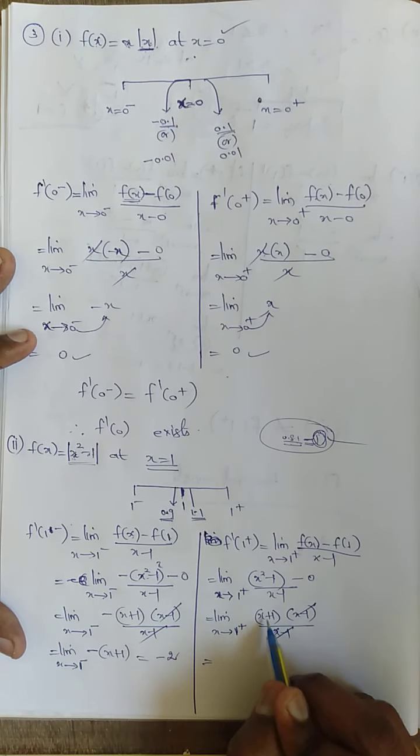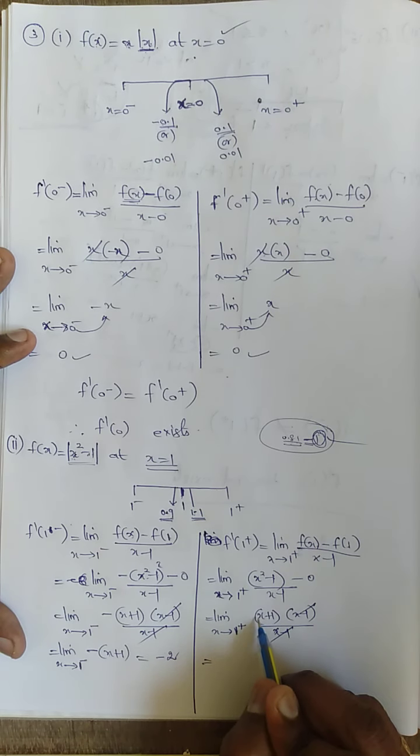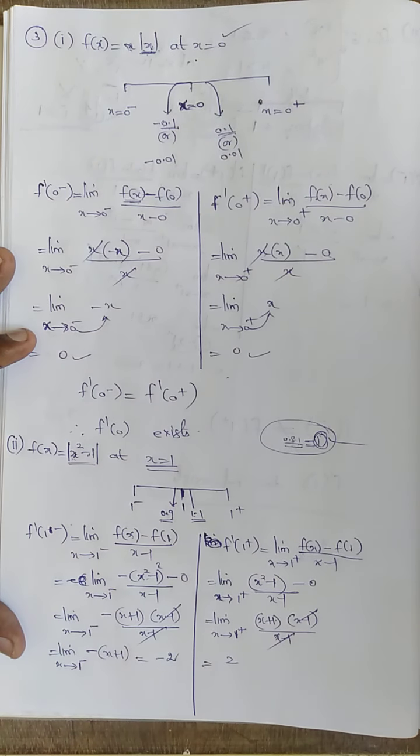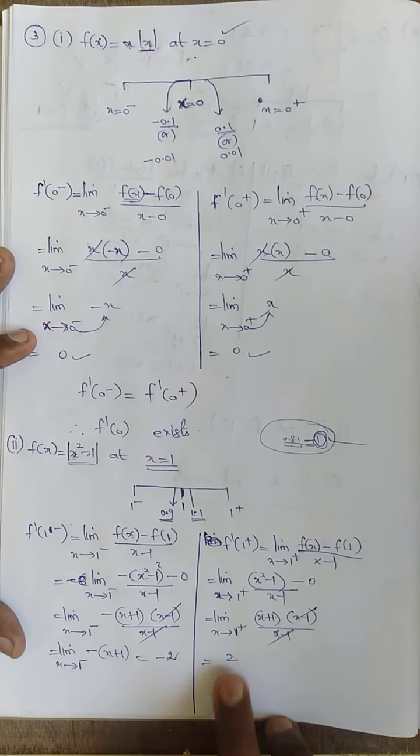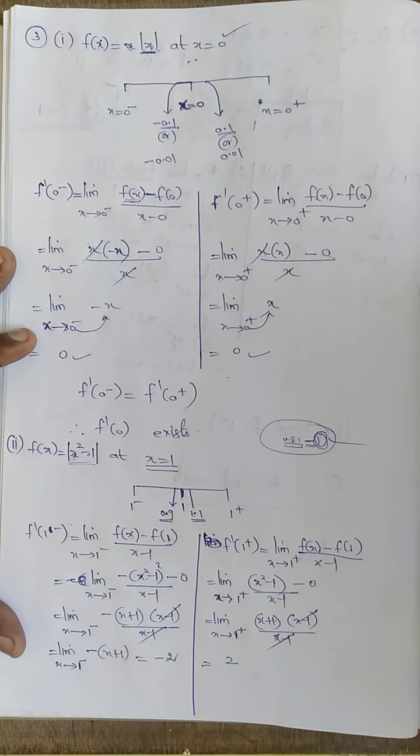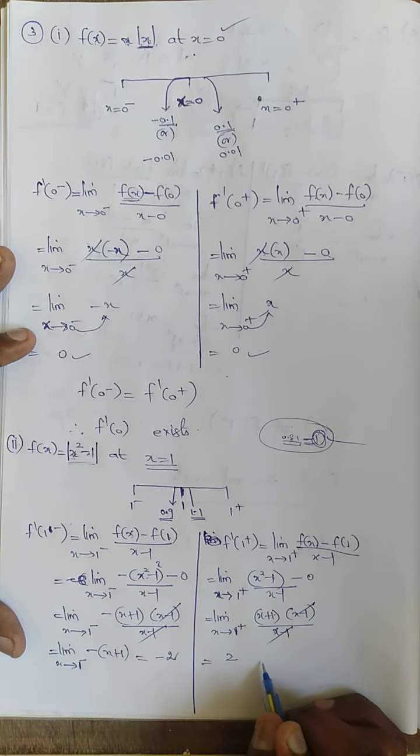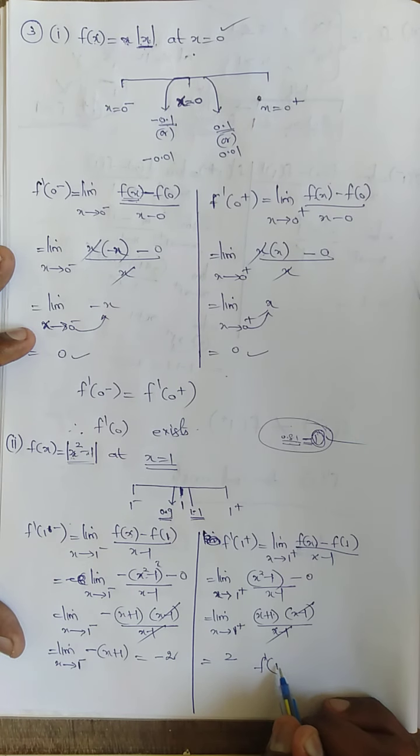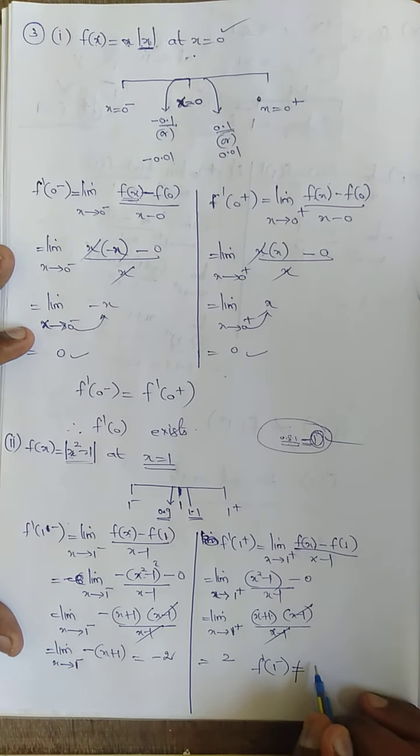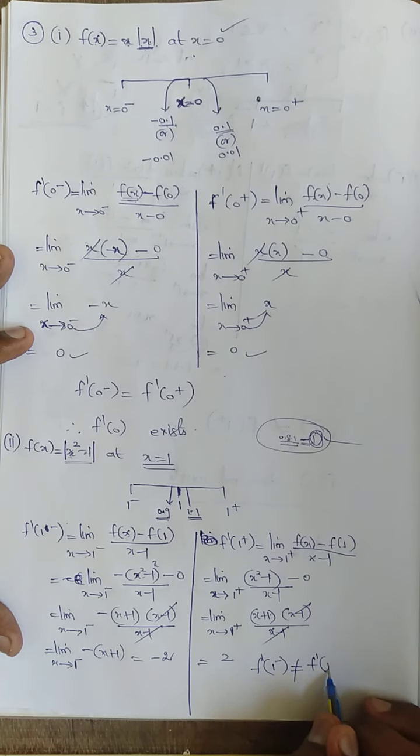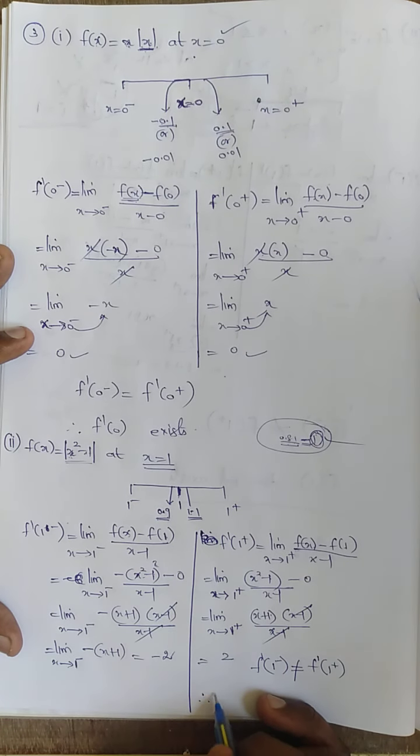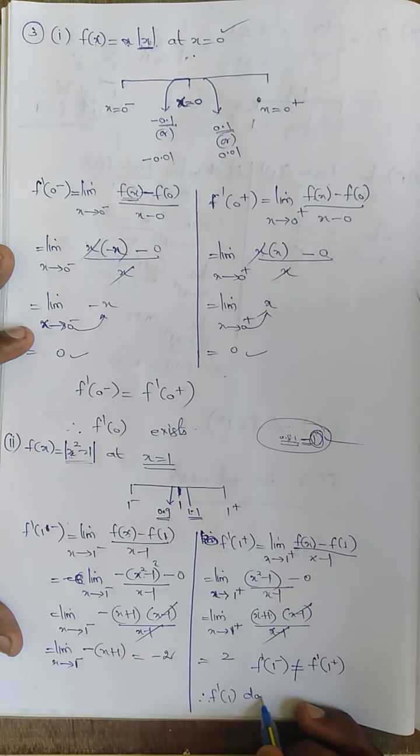Now apply the value 1. In place of x apply value 1. 1 plus 1, 2. Okay, I have got a value as 2. Here it is minus 2. Both are not equal. Therefore, what do you want to do? You need to write f dash of 1 minus is not equal to f dash of 1 plus. Therefore, f dash of 1 does not exist.